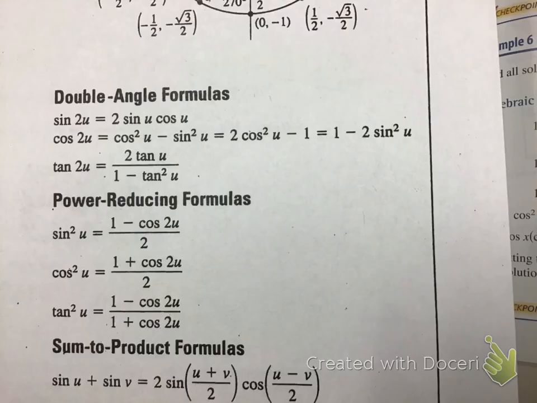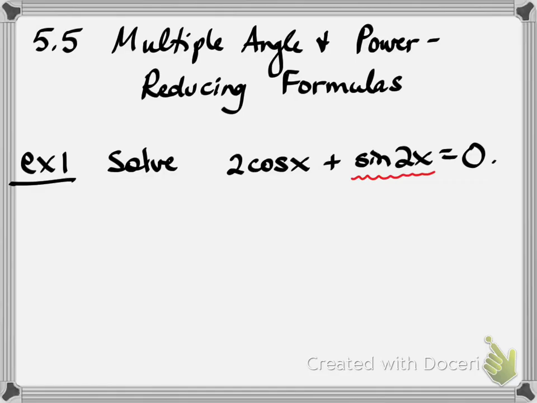So on your unit circle sheet, right under the unit circle, you see these double angle formulas. Sine of 2x has one formula. Cosine actually has 3. And tangent has 1. So in this problem, we have the sine of 2x. So we're just going to use the double angle formula to rewrite it. Leave this first term alone. And sine of 2x is the same thing as 2 sine x cosine x equals 0.